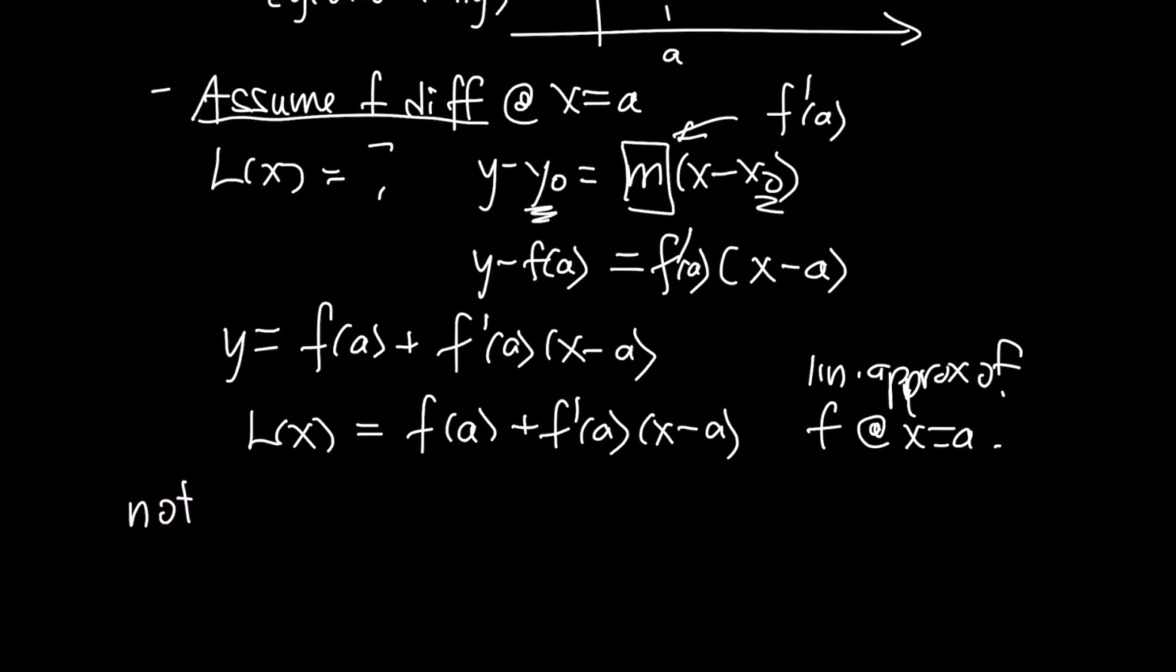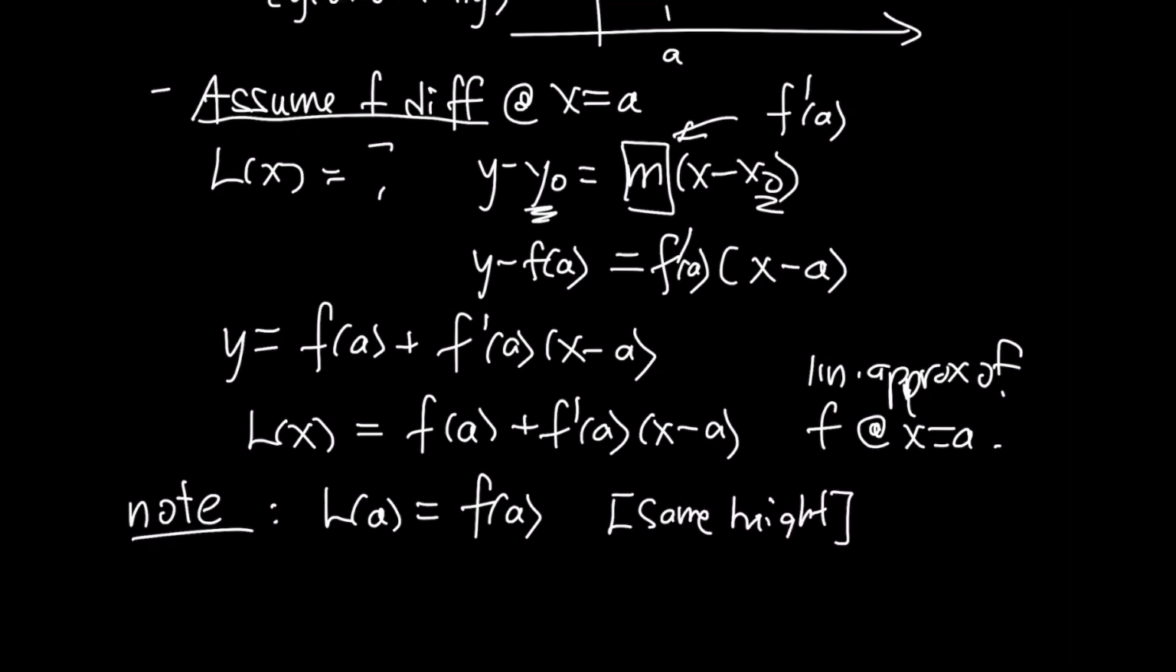Now here's an important point to note. The value of the linear approximation at a is just going to be the value of the function, so the two of them have the same height. Now there are infinitely many different lines that you can draw through that single point, but what makes this linear approximation special is that if you were to take its derivative, all you would get would be f prime of a. They have not only the same height, but they have the same slope at that point.